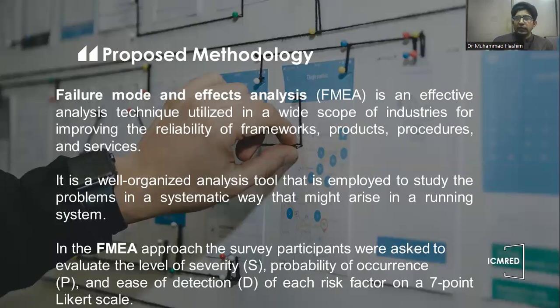So for analyzing the identified supply chain risk factors, we asked the respondents to analyze each risk factor with respect to three criteria. The first criterion is the severity level of the risk, the second is the probability of occurrence, and the third one is ease of detection. And we gave them a 7-point Likert scale. By using the Likert scale, the respondents ranked and weighted each risk factor.